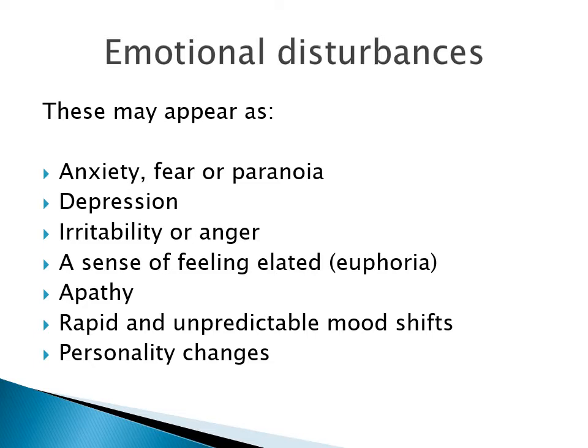There are emotional disturbances in delirium that may appear as anxiety, fear, or the patient may look paranoid. There might be depression, the patient might be irritable or angry, or there may be a sense of feeling elated. There can be apathy as well. So there are rapid and unpredictable mood shifts and personality changes.